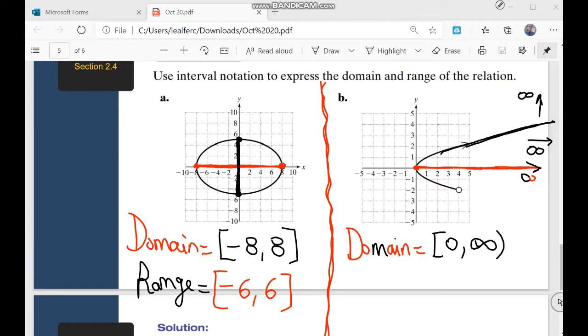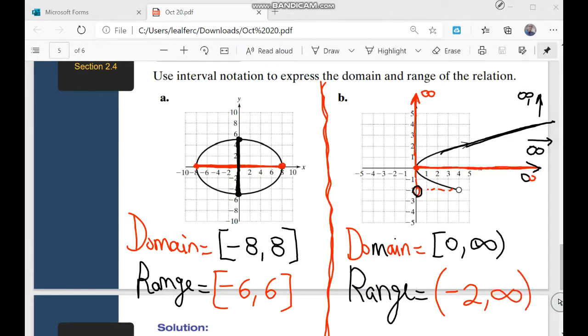And the range also goes all the way to infinity, but actually it starts not on 0, it starts right here with an empty ball. The range is on the y-axis, starts on -2, and since it's an empty ball, you're going to use the parentheses, and goes to infinity. And every time I have infinity, you use parentheses.